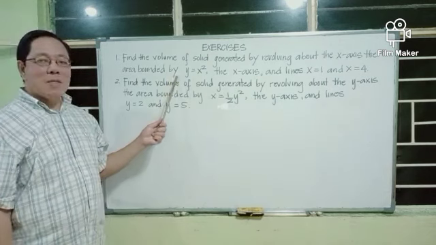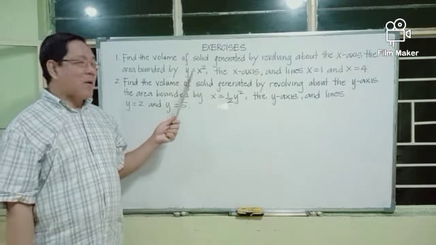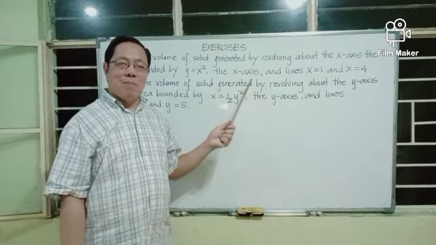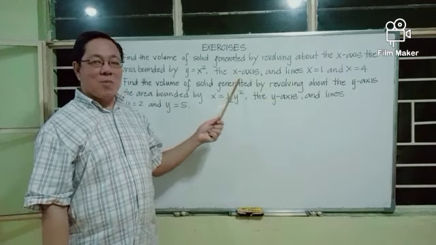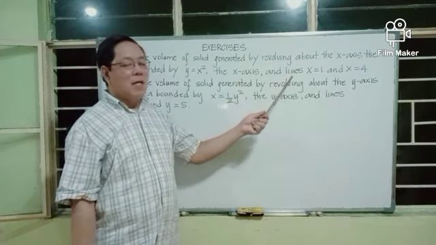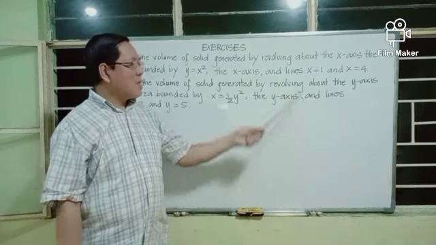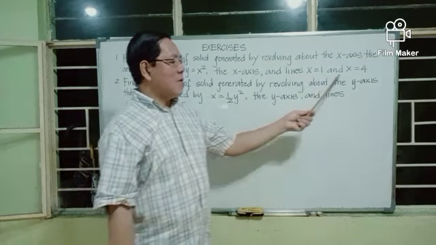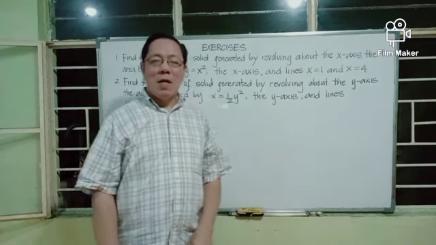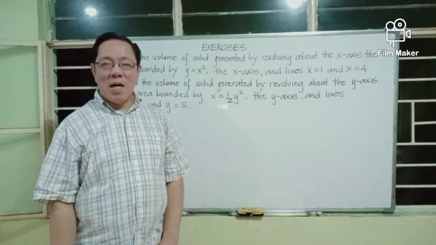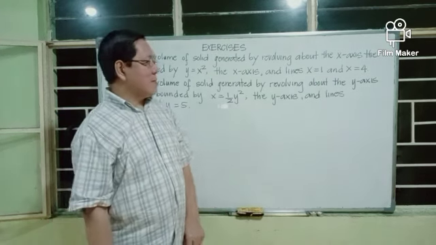In number 1, the given curve is a parabola with this equation, and the area is also bounded by this part of the x-axis, and the lines x equals 1 and x equals 4. Because these lines have equations linear in x only, the lines should be vertical, parallel with the y-axis.